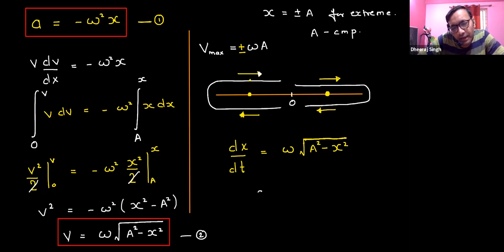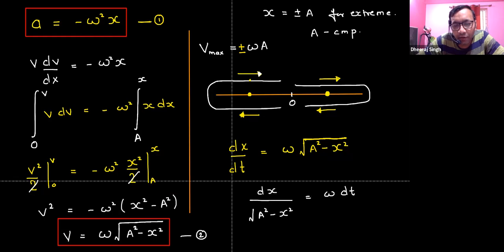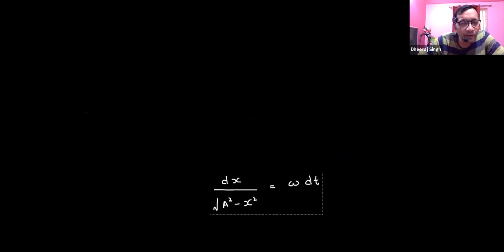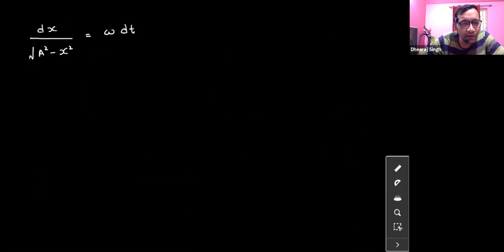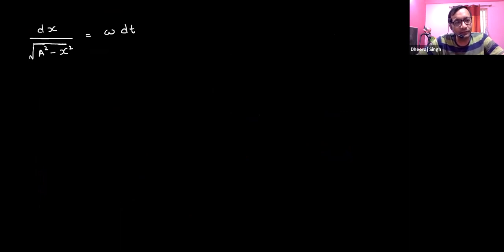How will you do that? dx divided by root over a square minus x square is equal to omega dt. By the way, do you know how to integrate this? Do you know the formula for the integral of dx by root over a square minus x square? If you don't know, it is all fine. Just a formula. There is no analysis as such. Okay, no one knows it. This integral is actually sine inverse of x by a. It's a direct formula.